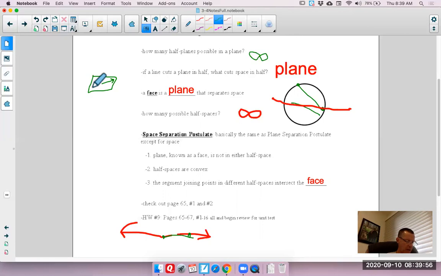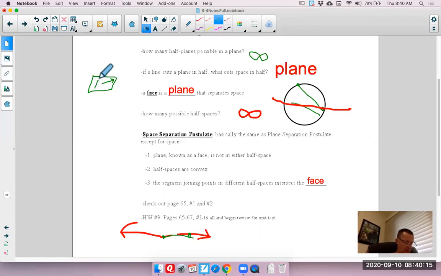Does a line separate a plane? Yeah, it's called an edge, right? And what about a segment? No, similar here. If I just had a segment here, it doesn't really separate the plane down here or up here. Okay.